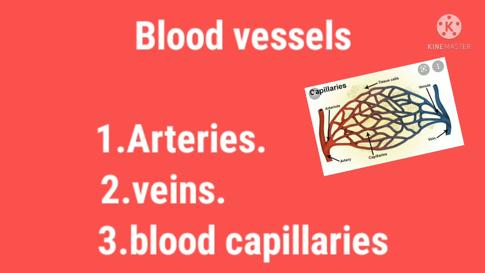Second one is veins. Veins carry deoxygenated blood from body parts to heart. These have very thin walls. The next one is blood capillaries. These are very thin, narrow blood vessels. They connect the arteries with the veins and distribute the blood to the body parts.